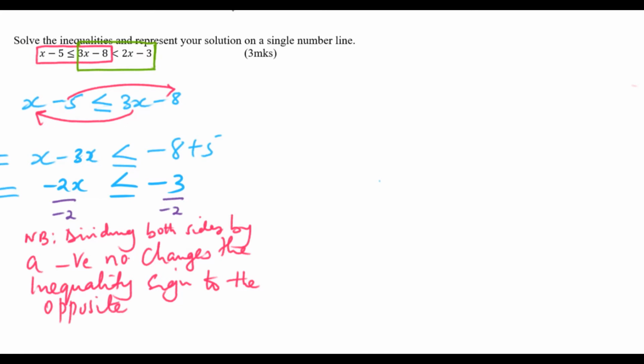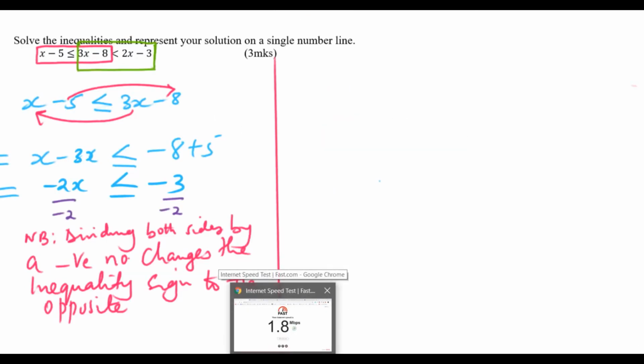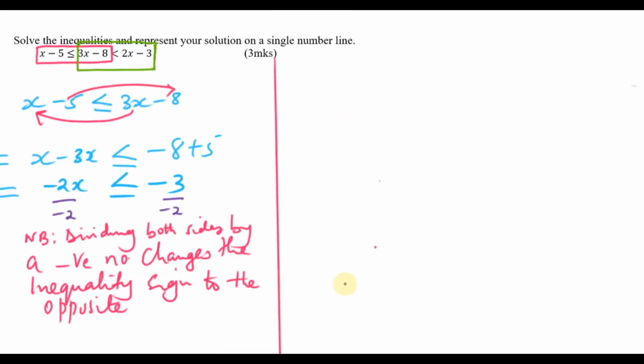So what we mean is that when we divide both sides by negative 2, this inequality sign will change to the opposite. If it was less than or equal to, the opposite is greater than or equal to. Therefore, x is greater than or equal to 3 over 2, which is 1.5. So that is the solution on that part.